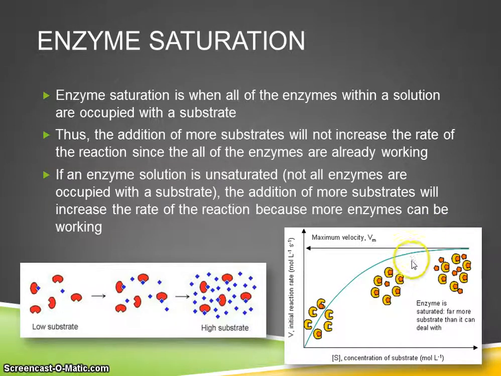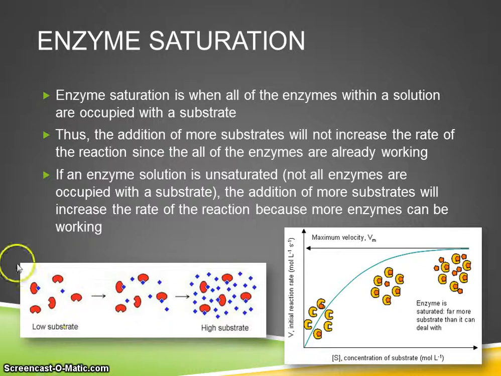Here we can see that the enzymes all have a substrate. So this would be representative of an enzyme saturated solution. But if an enzyme solution is unsaturated, meaning not all enzymes are occupied with a substrate, the addition of more substrates will increase the rate of the reaction because more enzymes can be working, of course, once they bind with another substrate.